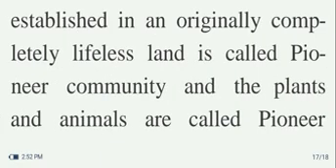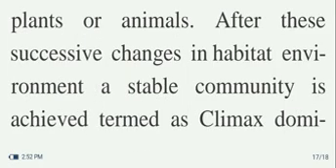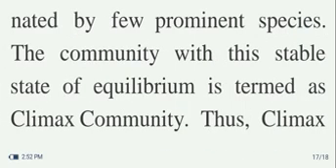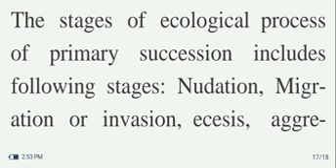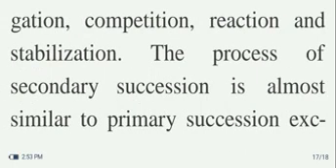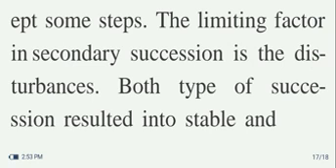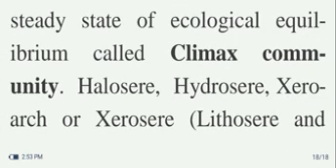The first community established in an originally completely lifeless land is called a pioneer community, and the plants and animals are called pioneer plants or animals. After the successive changes in habitat environment, a stable community is achieved, termed climax, dominated by a few prominent species. The community with a stable state of equilibrium is termed the climax community. This climax community is characterized by stable environmental conditions, limiting any further admission of other species. The stages of primary succession include nudation, migration or invasion, ecesis, aggregation, competition, reaction, and stabilization. Secondary succession is almost similar to primary succession except for the initial steps. The limiting factor in secondary succession is the disturbance. Both types of succession result in a stable and steady state of ecological equilibrium called a climax community.